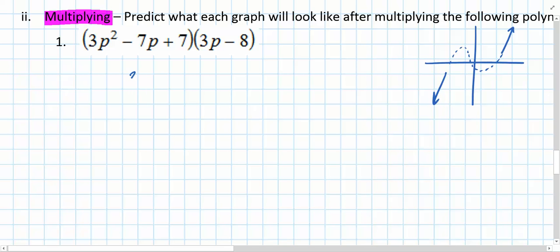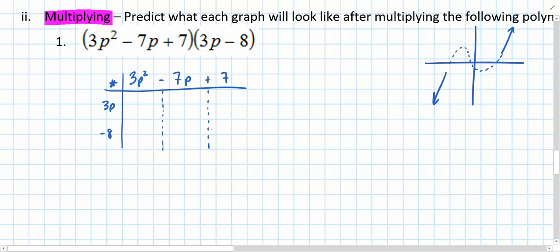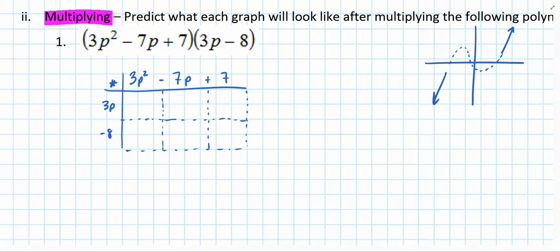So what I might do here is write 3p squared minus 7p plus 7. We'll put that along the top. And then along the left-hand side, we can write 3p and a negative 8. And this gives me a grid to work off of to complete all of the multiplications necessary in this polynomial multiplication. Now I'll complete the calculations here silently, and you should work along with me.